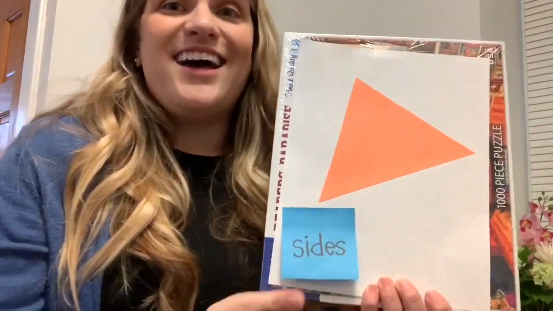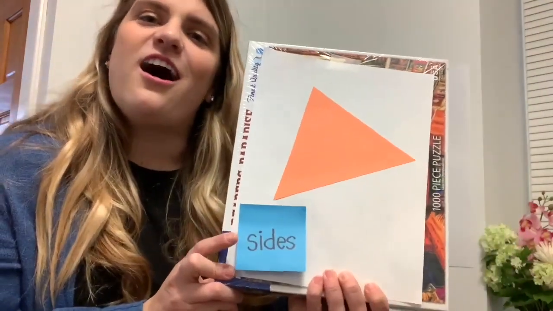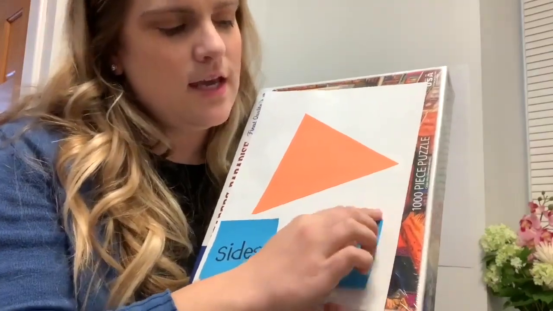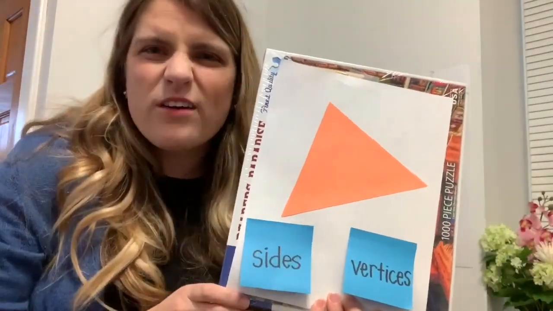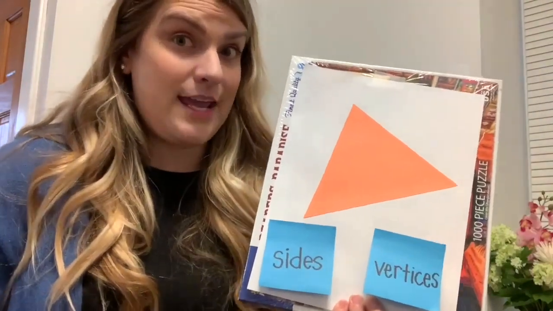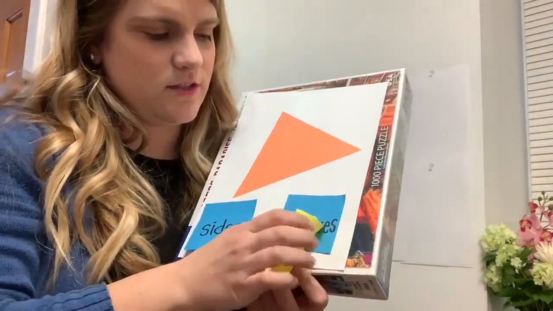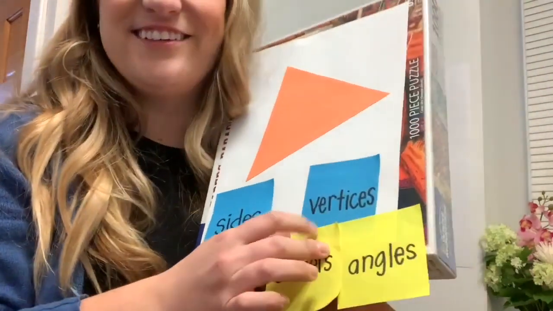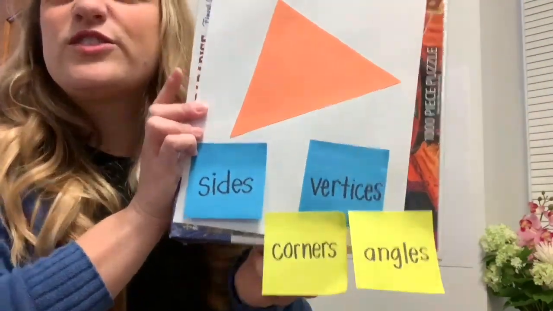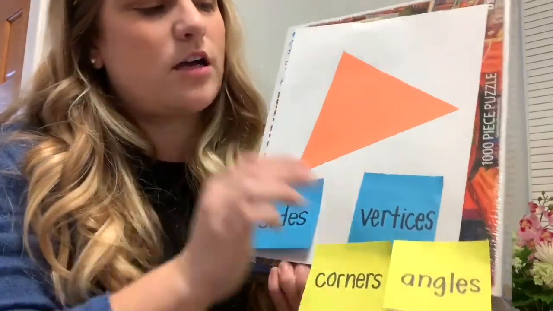Okay. Another defining attribute are the vertices. Vertices, okay. And vertices is our fancy word for corners, or sometimes people even call them angles. Corners, angles, those are the same thing. It's just a different way to talk about it.